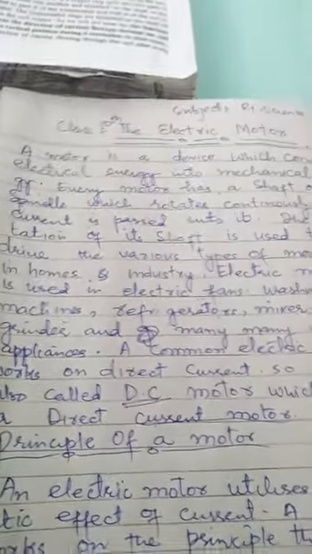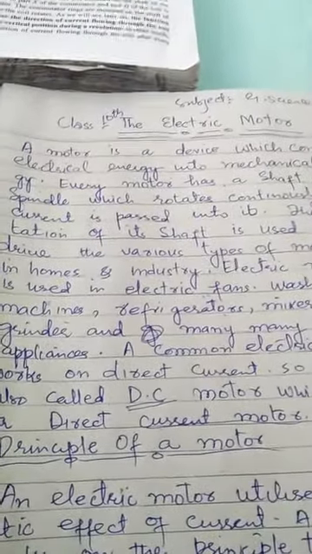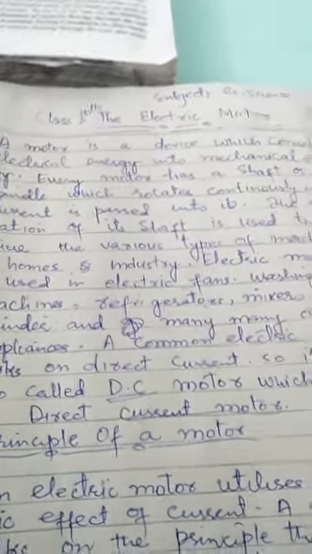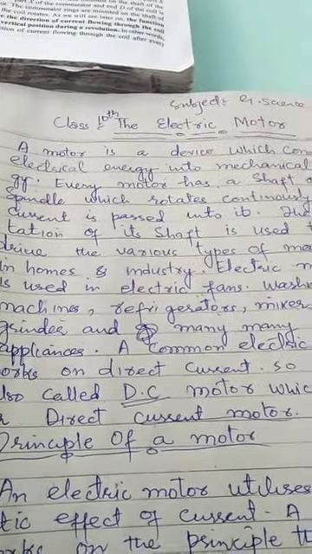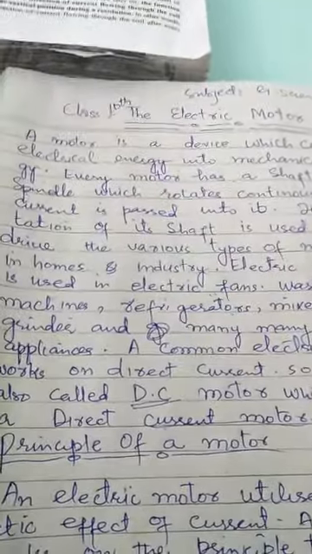You see, electric motor is used in various types of machines like electric fans, washing machines, refrigerators, mixer, grinder, and many other appliances. You see, common electric motor works on direct electric current. On this basis, it is called a DC motor.